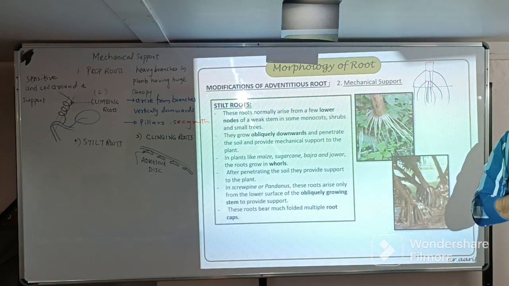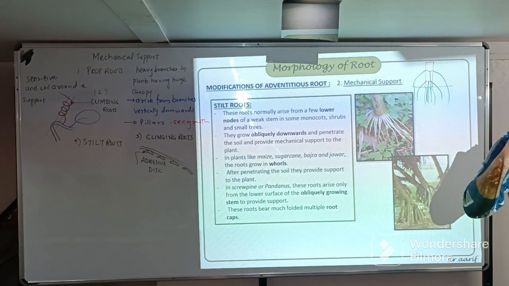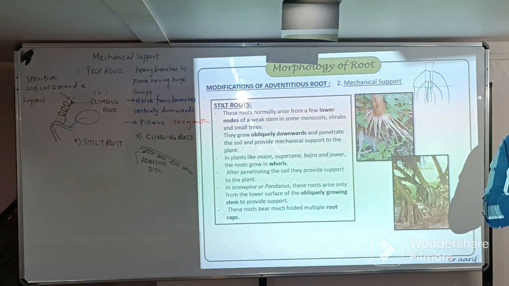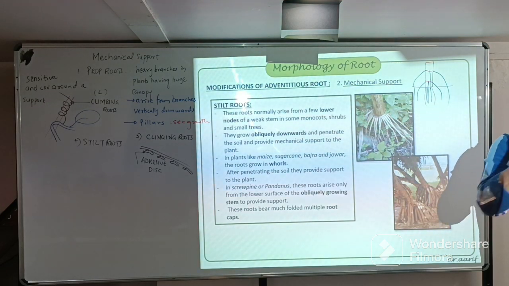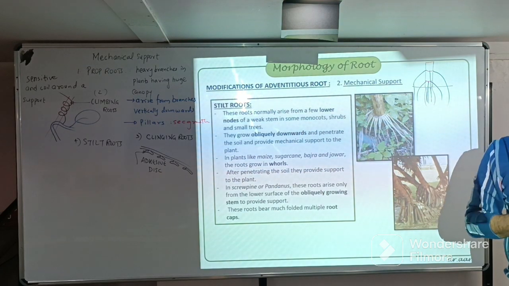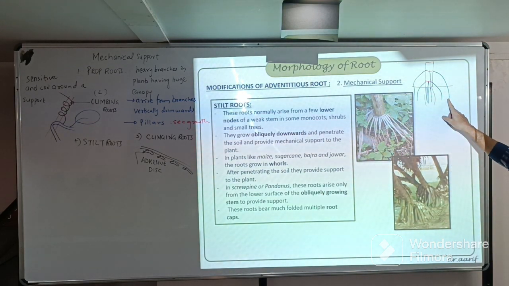That means this is the stem, and this is the lower node. So some roots will be north, south, east, west. Like we hold a tent, we tie the tent from all four sides, similarly from all the four sides these roots will hold the stem. And these roots are arising from lower nodes. And such roots are called stilt roots, which arise in whorls. Whorls means in a circle. Did everyone understand?